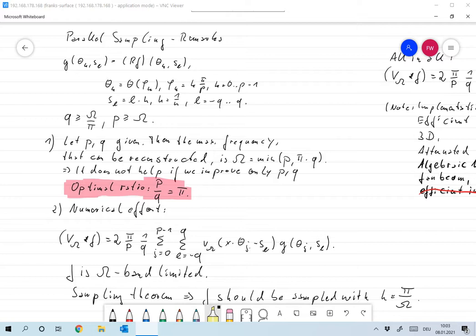And today I would like to finish the treatment of analytical reconstruction algorithms for the Radon transform with a lot of remarks. Okay, let me start with some remarks on implementation.